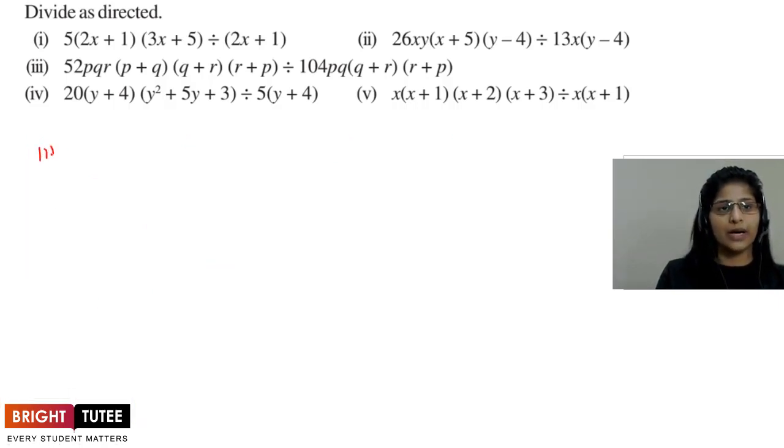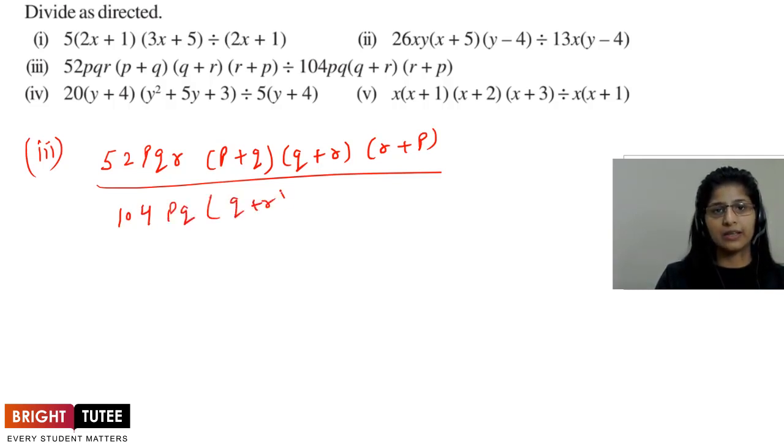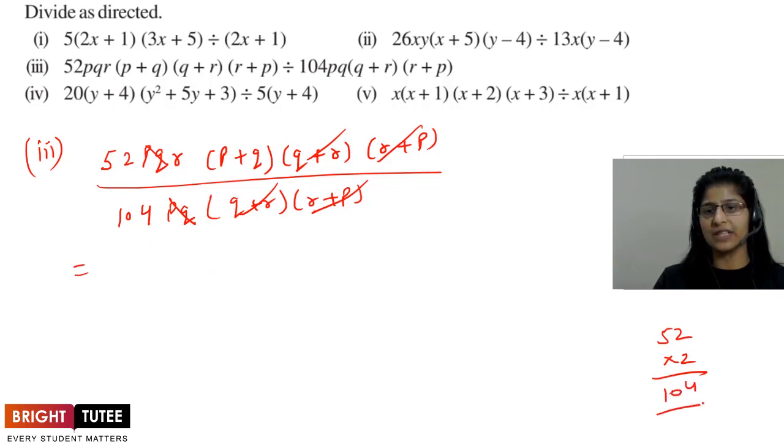Moving to the third part, 52pqr into (p plus q) into (q plus r) into (r plus p). This is going to get divided with 104pq, then (q plus r) and (r plus p). (r plus p) and (q plus r) get cancelled, pq gets cancelled with pq. So just to see, 52 and 104 is there. 52 ones are 52, 52 twos are 104. So we get 1 upon 2.